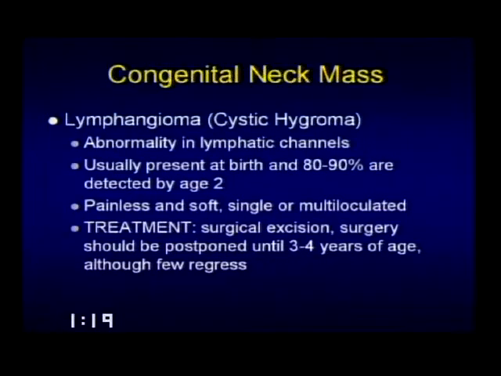A cystic hygroma may come up. You may see a picture of this, which is somewhat impressive. They usually present as these giant lateral neck masses in children. This is an abnormality in lymphatic channels. They usually present at birth, and 80 to 90% are detected by age 2. They're painless, very soft, either single or multiloculated, and the treatment is complete surgical excision. And again, although a few regress, you should postpone the surgery until they're 3 or 4 years of age, as we mentioned before, because some may regress and not need treatment.